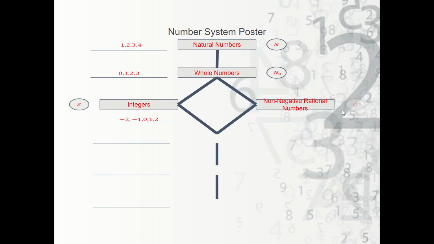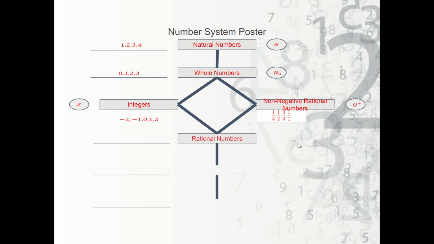So the symbol for that is Q+, which is a symbol for rational numbers or fractions. And then the plus sign here stands for positive only. So examples of this would be 1/4, 1/2, 3/4, and 1/1, which is 1. So if you notice, 1 has been included in every set. 1/1 is 1. So we have non-negative rational numbers.